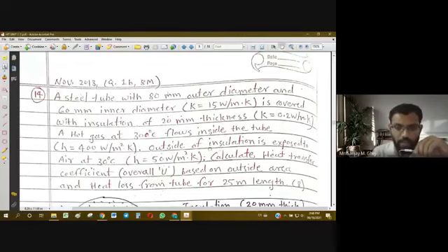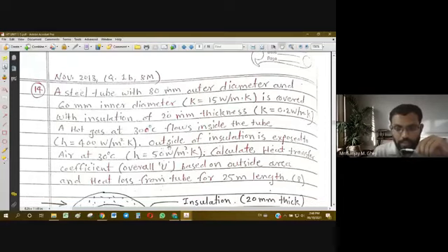And on the outside of the insulation, that is, the steel tube with insulation covering is now exposed to outside air. On the outside, it is exposed to ambient air, which is at 30 degrees Celsius. Again, on the outside of the insulation, there will be convection heat transfer. So h is given, the convection heat transfer coefficient for air, it is 50 watt per meter square Kelvin. Okay, so inside it is gas and outside it is air.